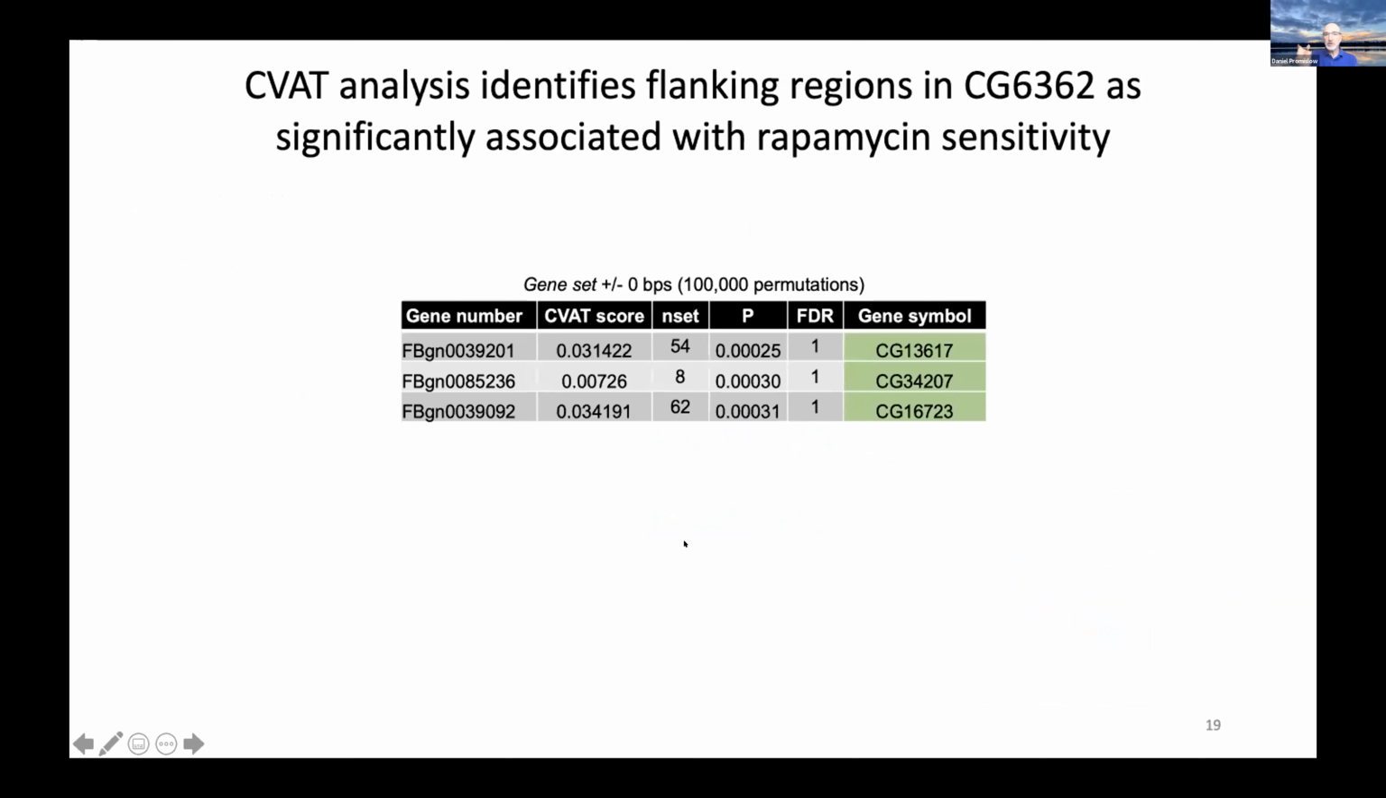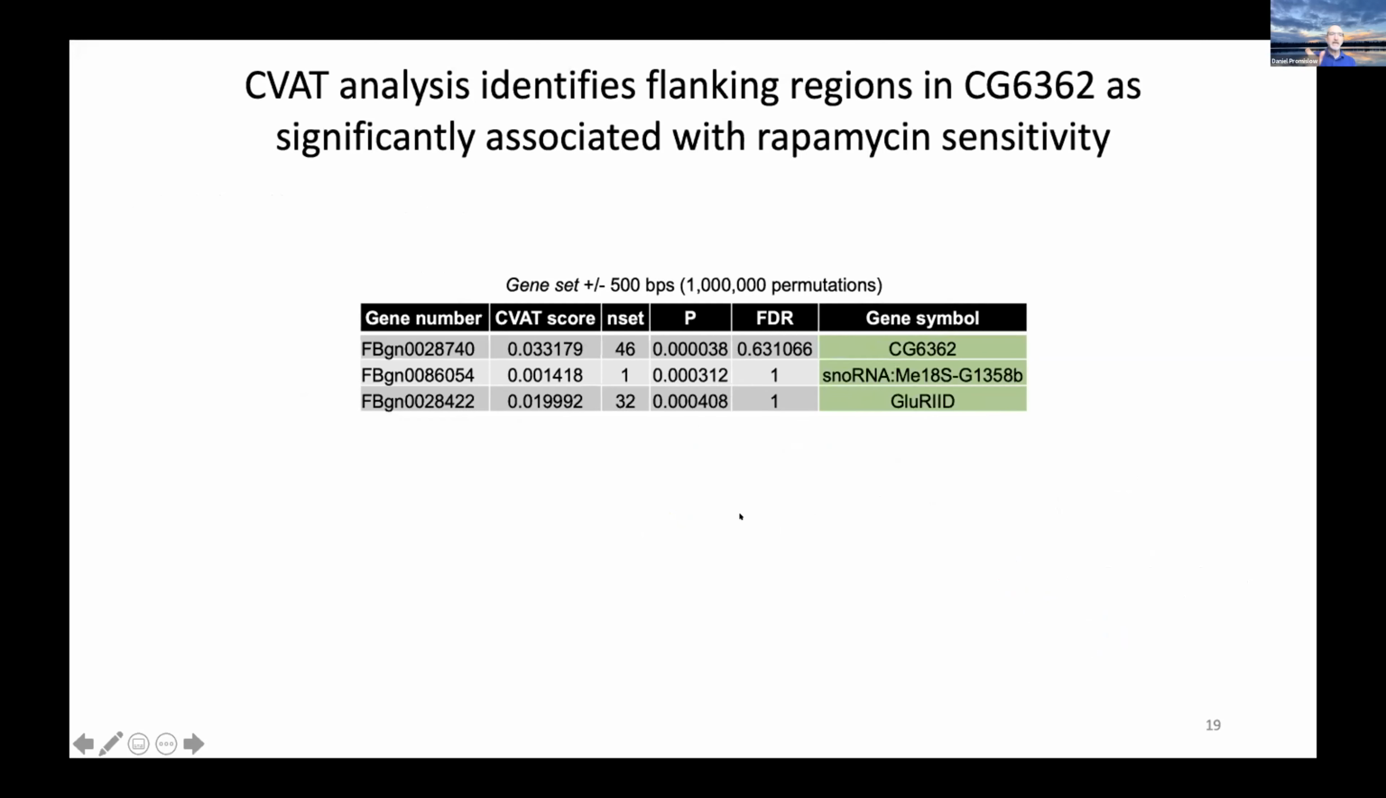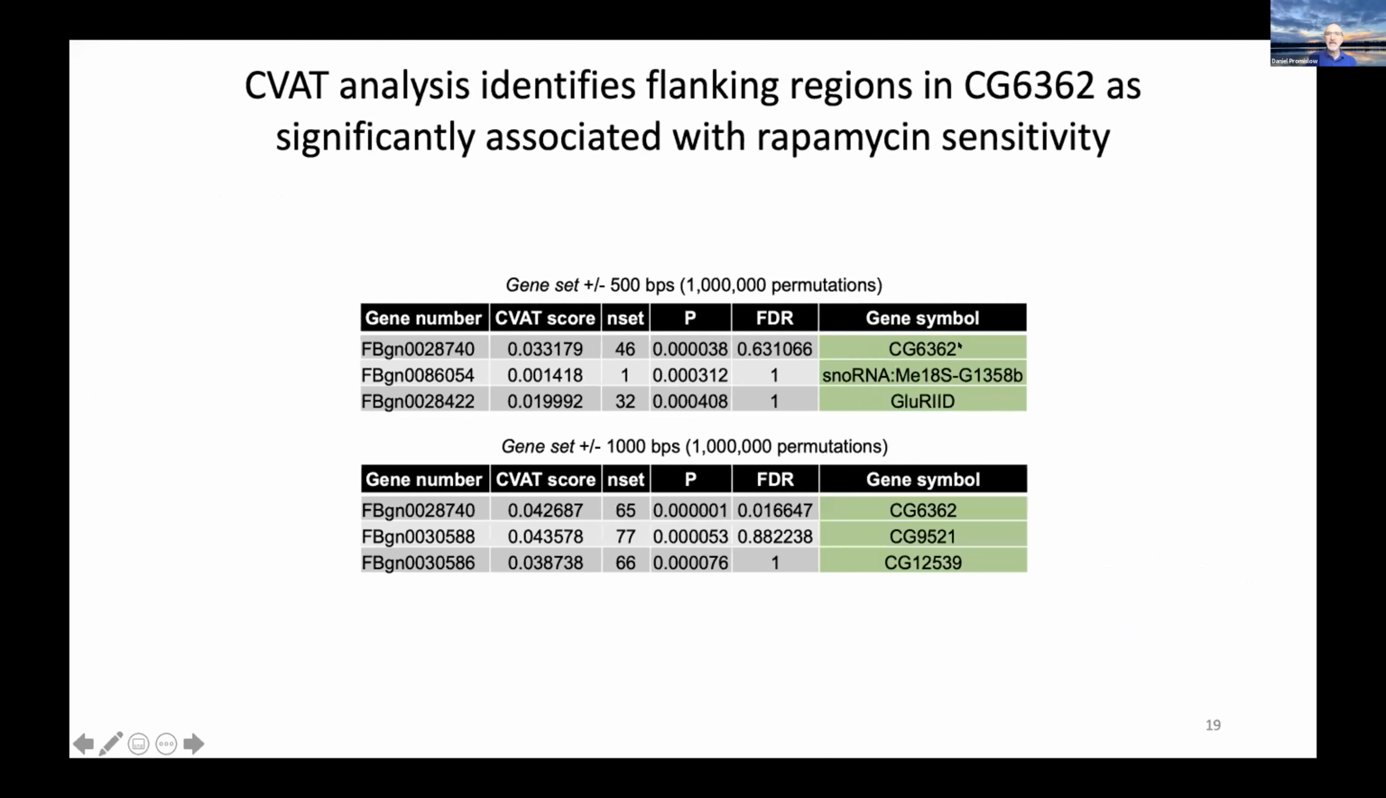So initially we looked just at polymorphisms within the gene and nothing showed up at all. We then asked, well, what about plus or minus 500 base pairs upstream and downstream? And this one gene begins to emerge. And we then looked, well, how about plus or minus 1,000 base pairs? And this gene, CG6362, emerges with 1 million permutations, significant FDR.